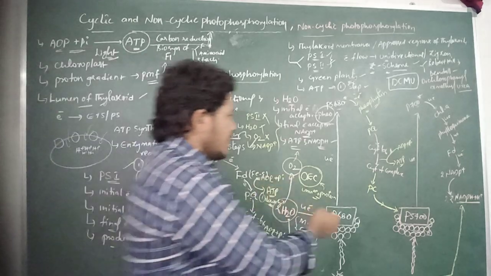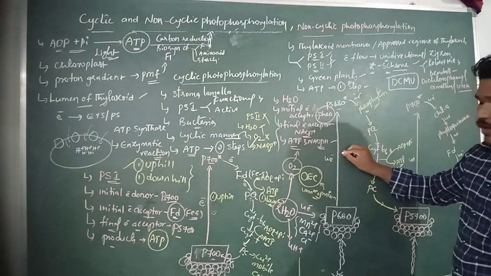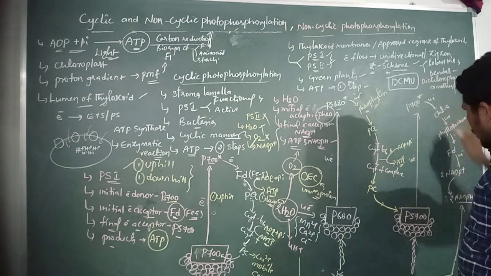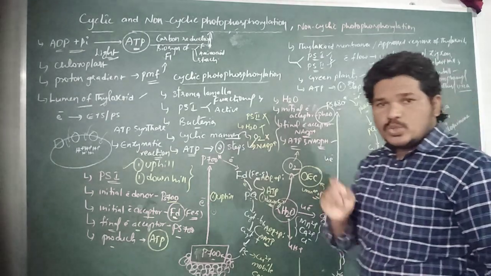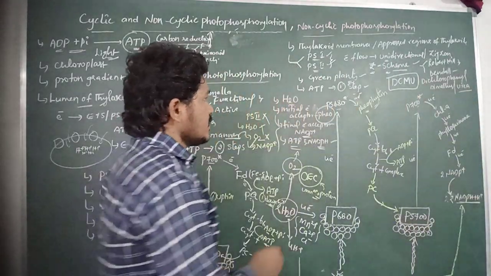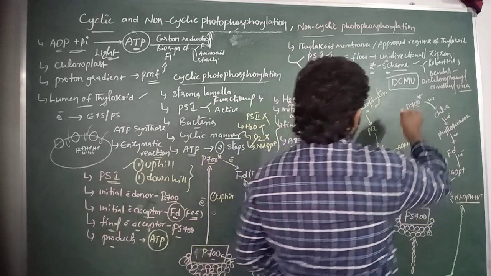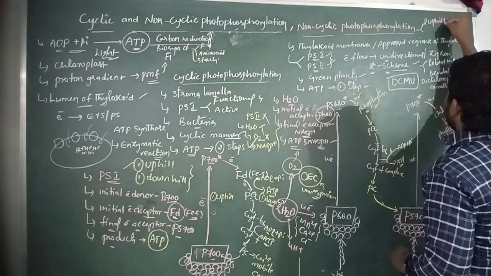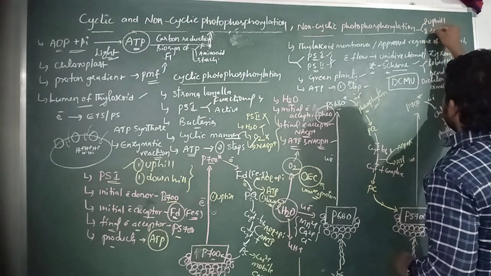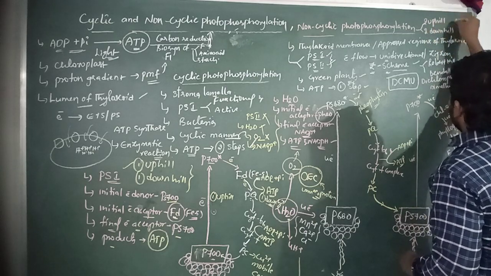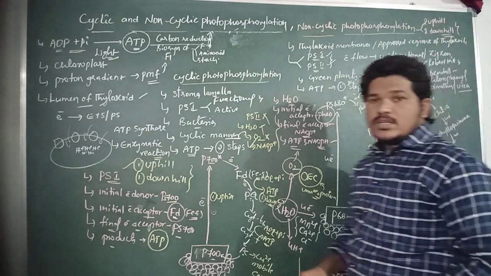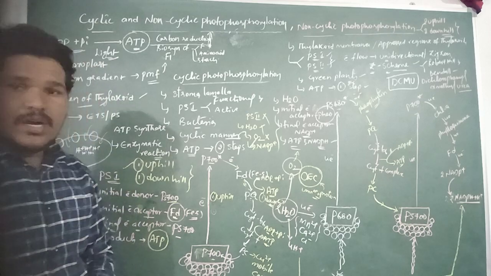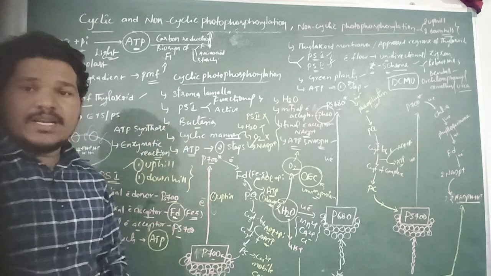In the cyclic photophosphorylation one uphill and one downhill step occur, but in the non-cyclic photophosphorylation there are two uphill and two downhill steps. So two uphill and two downhill steps occur in the non-cyclic photophosphorylation. This is about the cyclic and non-cyclic photophosphorylation.